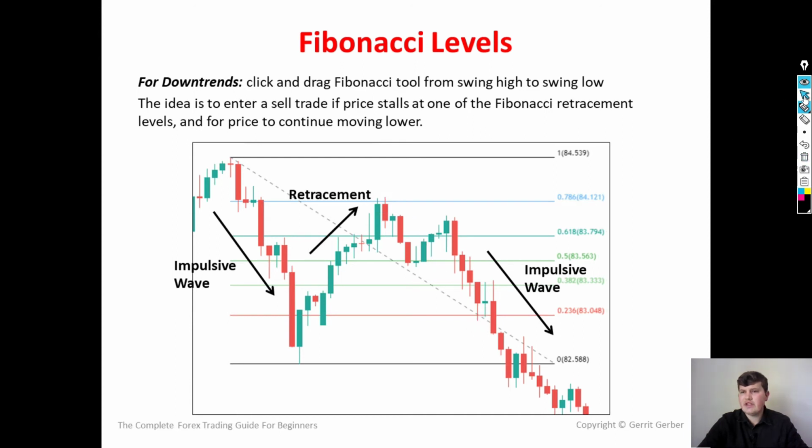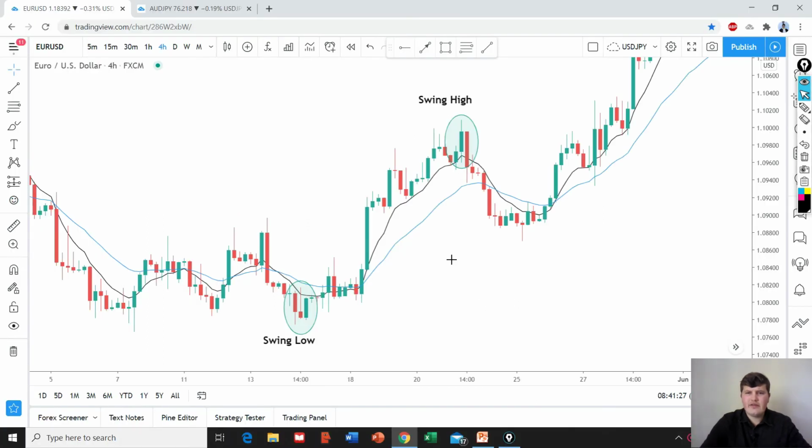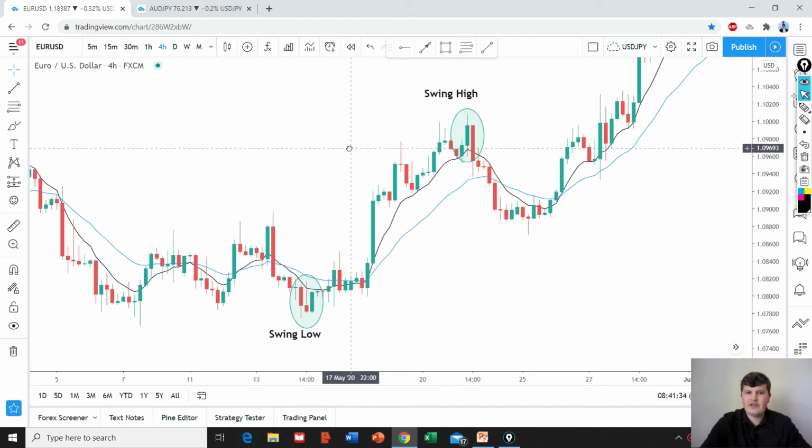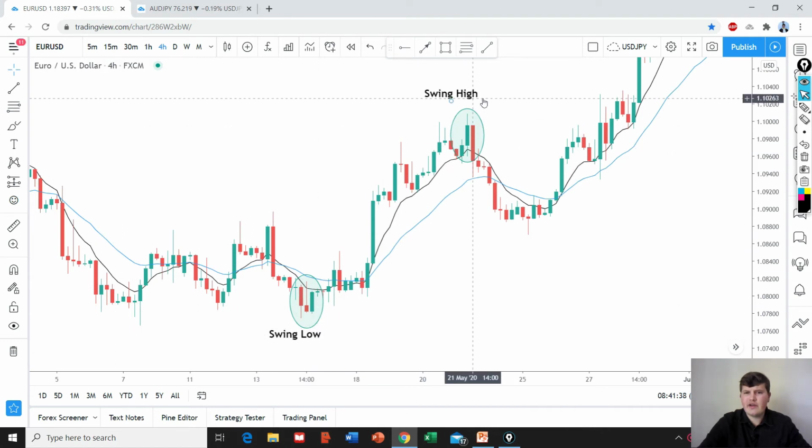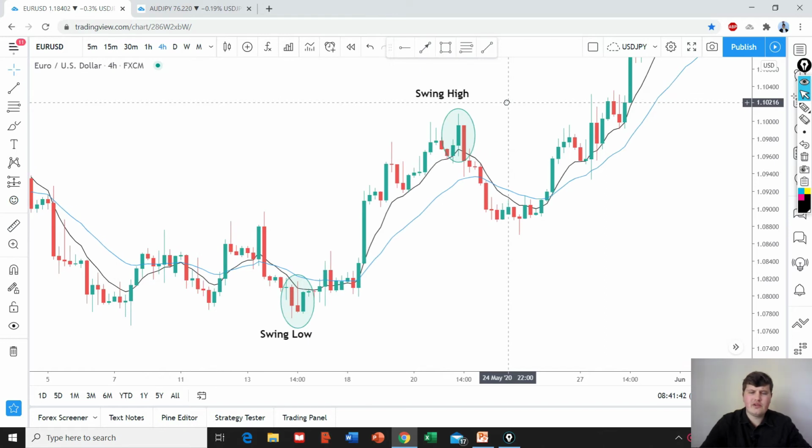So that is the background behind Fibonacci levels, and I'm going to show you guys some live market examples of how to draw these Fibonacci levels for uptrends and downtrends. So here we have our live chart, and this is of the Euro USD on a 4-hour time frame, and as you can see, I indicated the swing low and the swing high of this impulsive wave, and we are going to draw our Fibonacci levels for this uptrend.